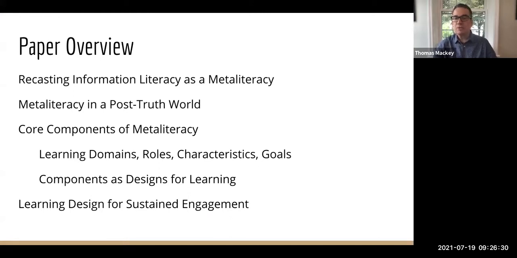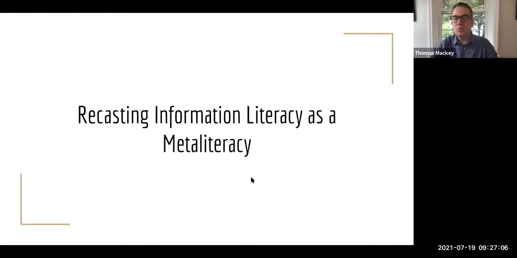So we'll talk about recasting information literacy as a meta-literacy. Initially, we used the term reframing, and we'll talk through that. We'll talk about the relevance of meta-literacy in this post-truth environment. And then we'll really talk about the model in detail. So we'll be looking at the core components of meta-literacy, including the learning domains, the roles, the characteristics, and the goals. And then we'll be discussing components as designs for learning, and then learning design for sustained engagement. And we'll talk through all these ideas, and we'll start with recasting information literacy as a meta-literacy.